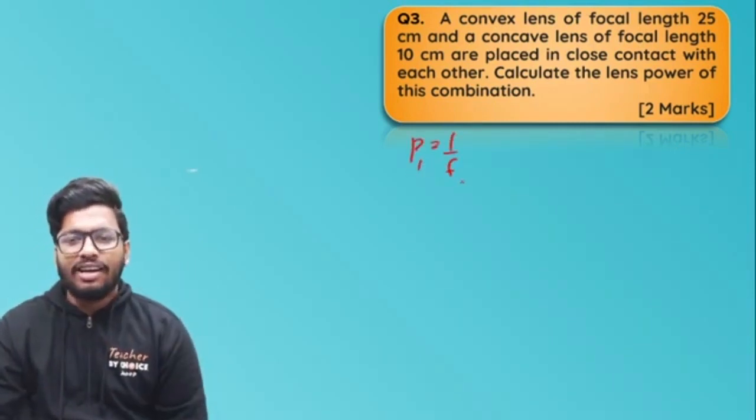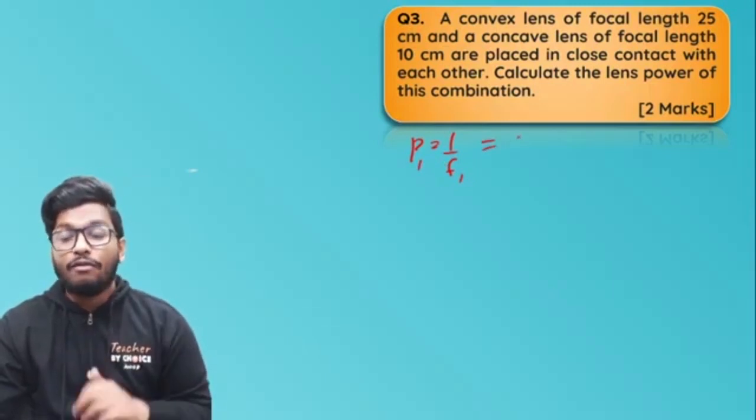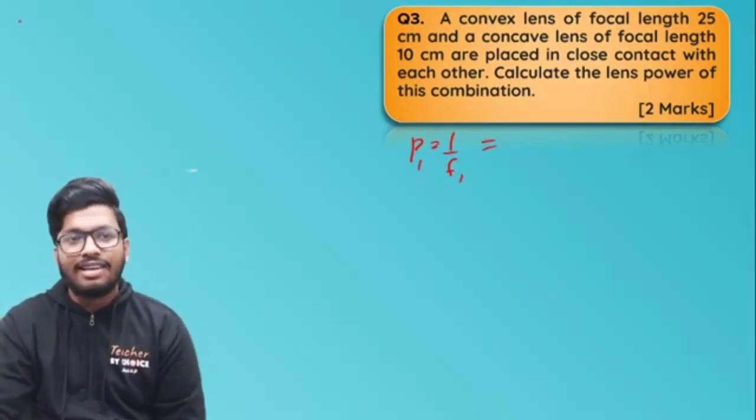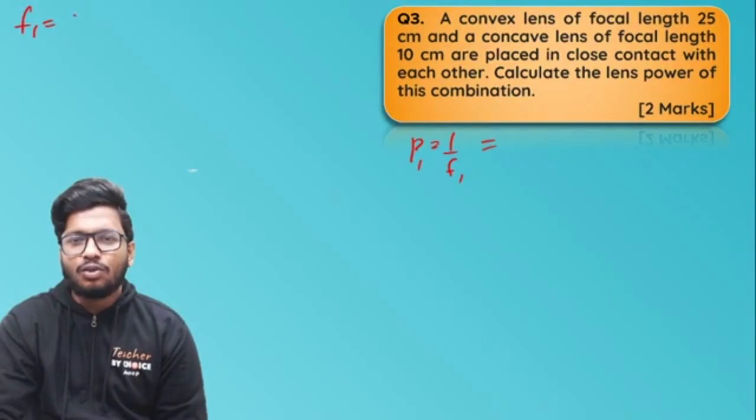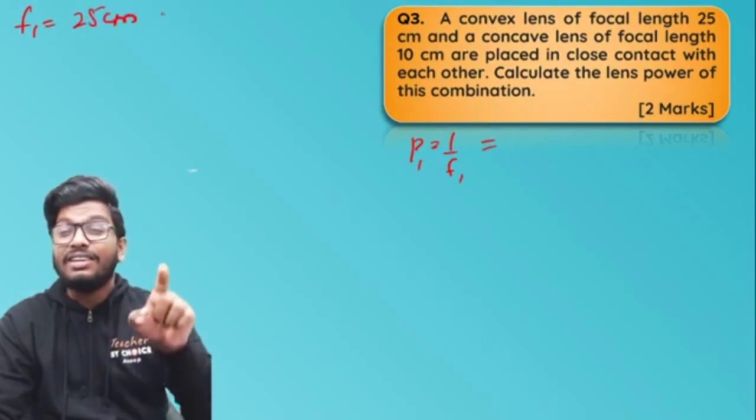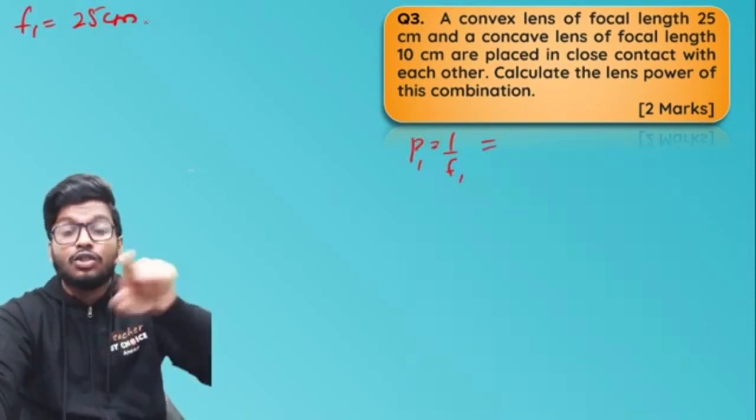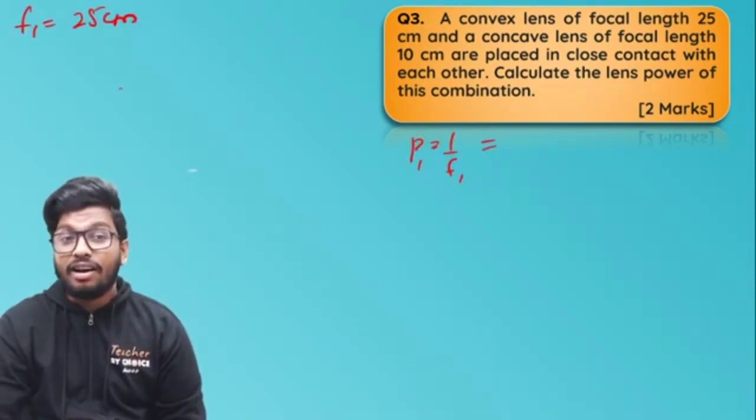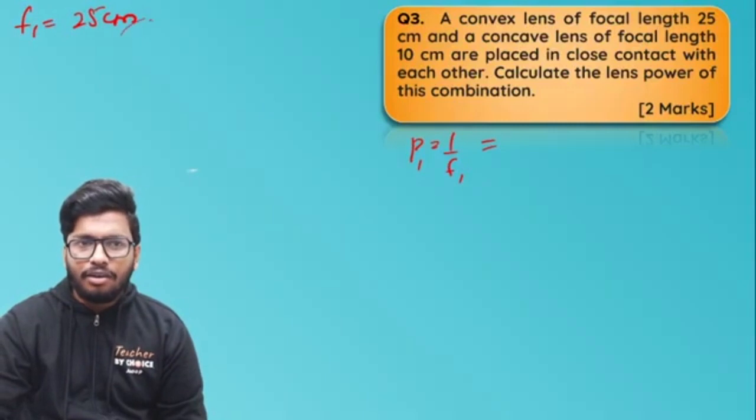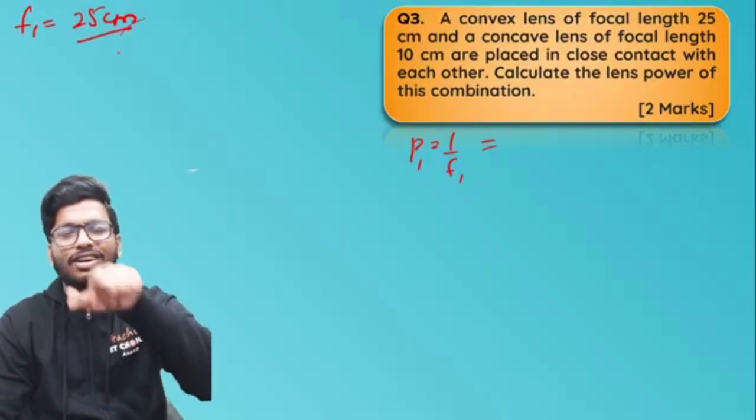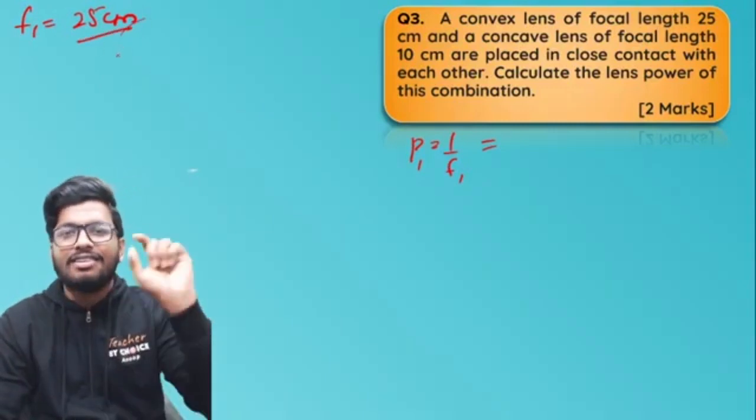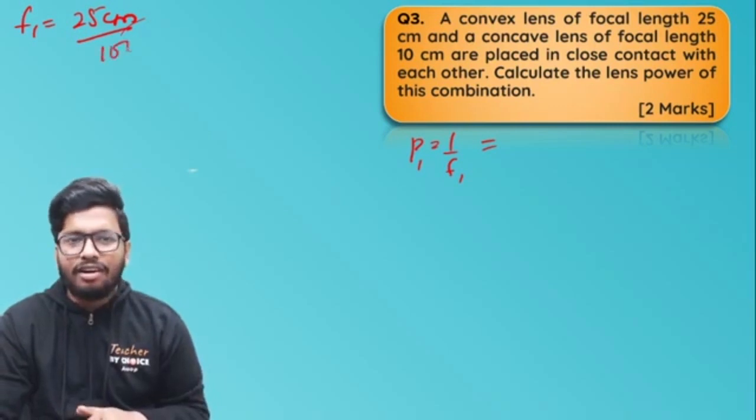Alright, so I'll take it as P1 is equal to 1 by F1. So first of all, let me write down F1 first. F1 is given as 25 centimeter. Now, it's given in centimeter, and here they've asked you to convert it to diopter. So convert that to meter, divide this by 100. Because if you have to convert to diopter, you have to have the focal length in terms of meters. So divide it by 100. So you get 0.25 meter.